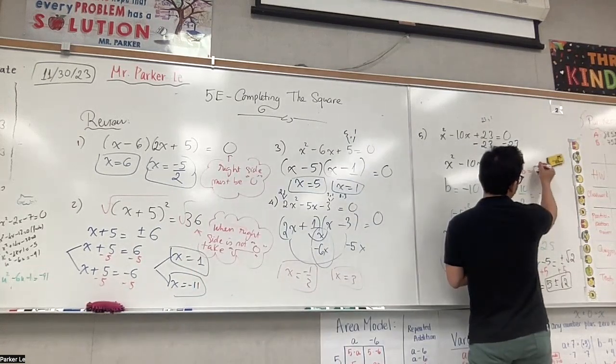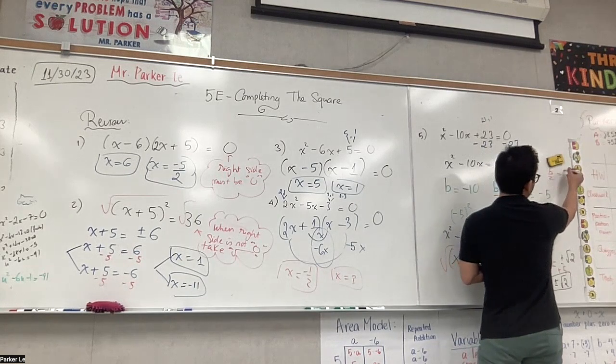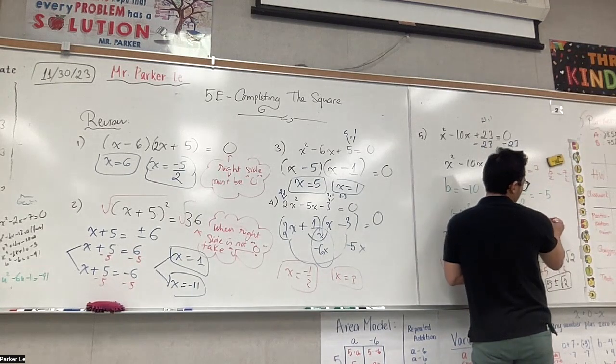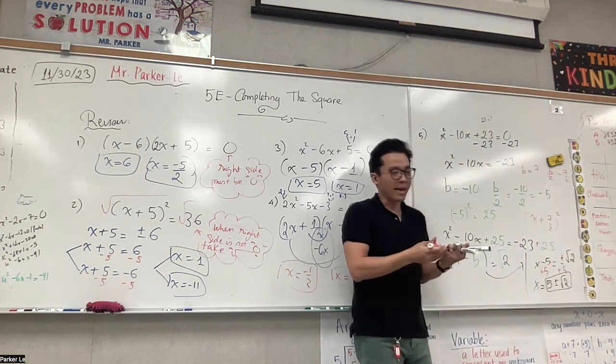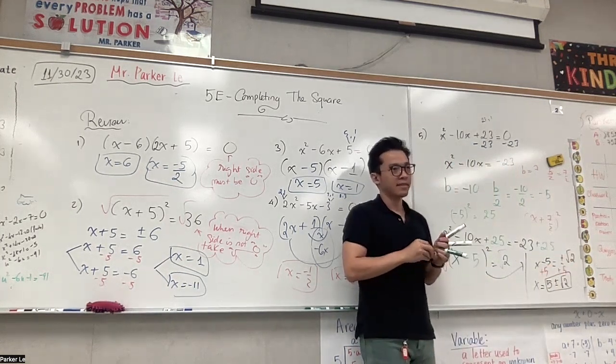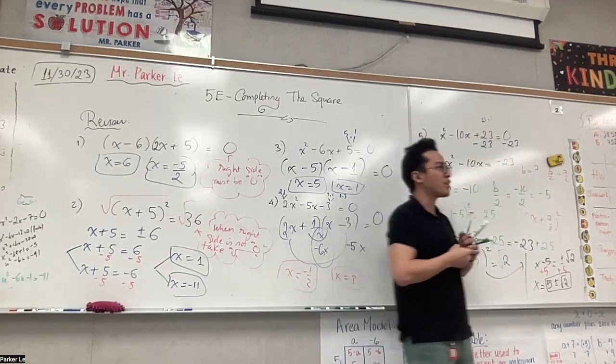Let's say b is 7. So b over 2 is 7 over 2. Then you're going to have x plus 7 over 2 squared. Just give it like this. Give it function. I will try to not give the function.